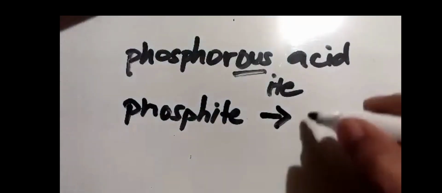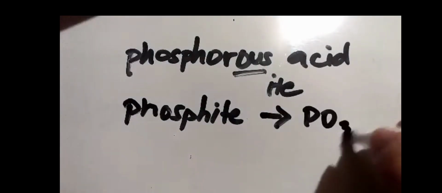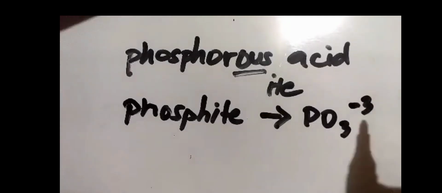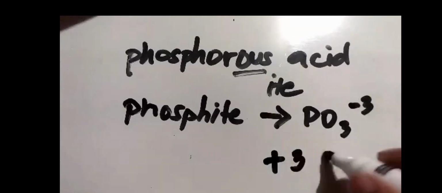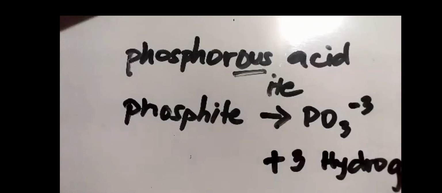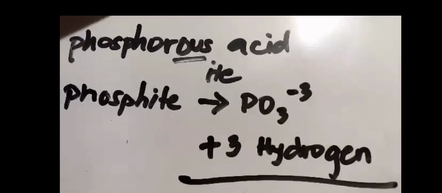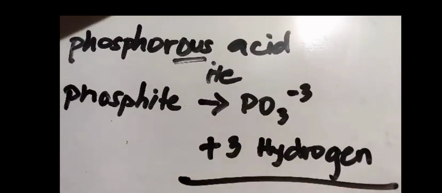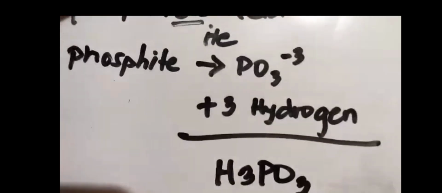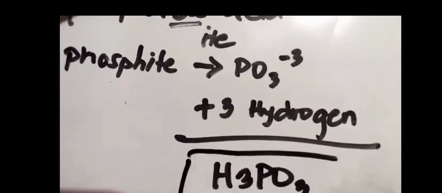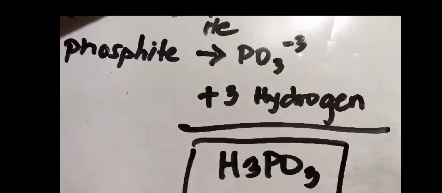And the formula of phosphite is PO3 negative 3. Because it has a negative 3 charge, we need to add 3 hydrogen to it, in order to neutralize the negative 3 charge. Now the formula of phosphorous acid will become H3PO3.